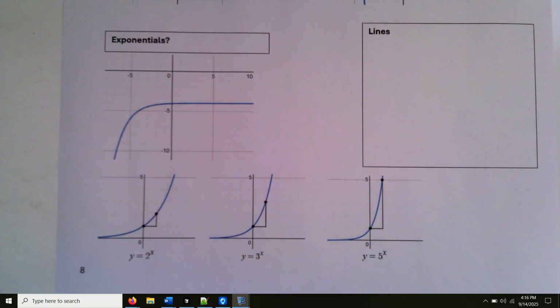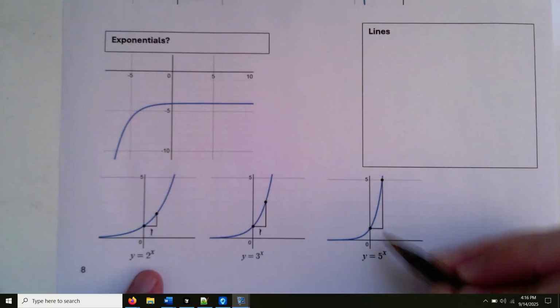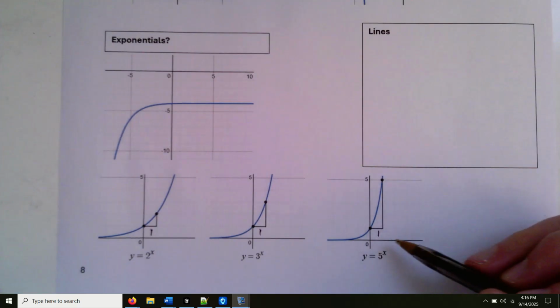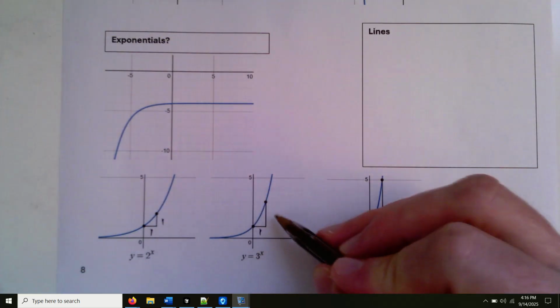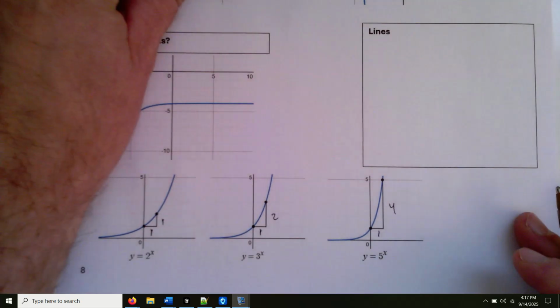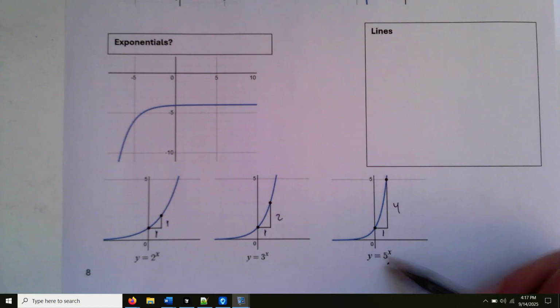So for exponentials, depending on what the base of the exponential is, the growth triangles you see here are going to grow by a different amount. So here you see over 1 up 1, over 1 up 2, over 1 up 4. And so you can see the growth here is always 1 less than the base of the exponent.